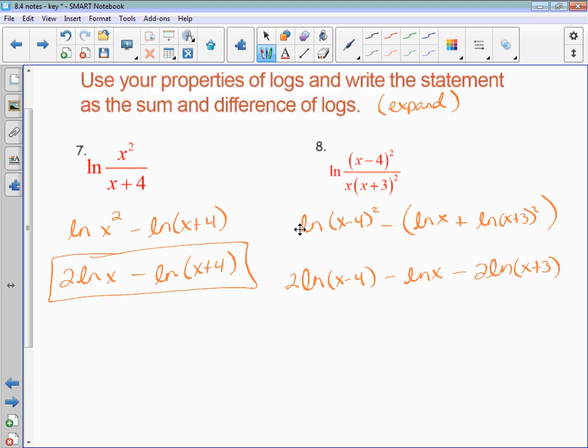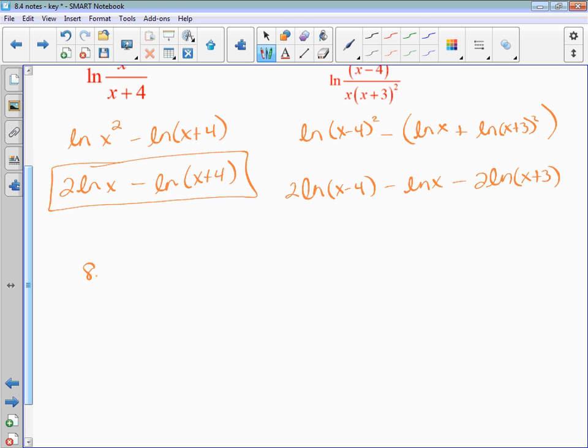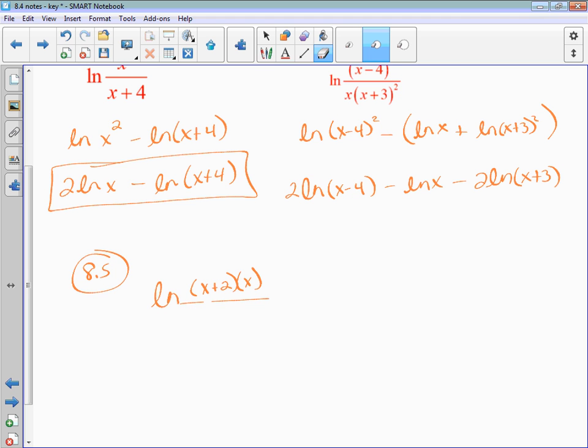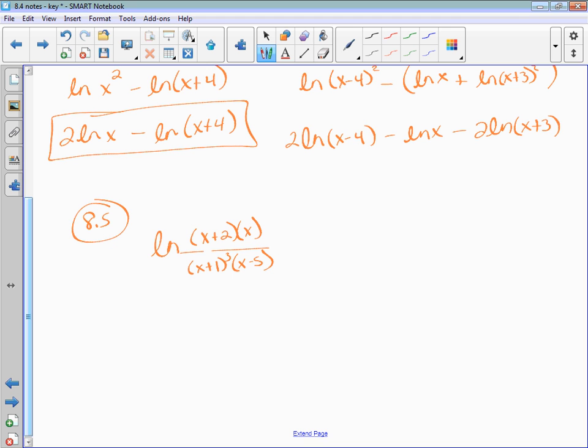So let's squeeze in one more of these just to make sure you've got it. Let's do natural log of x plus 2 times x over, x, don't write what I just wrote, x plus 1 cubed times x minus 5. Do that. So same thing here, you're expanding.